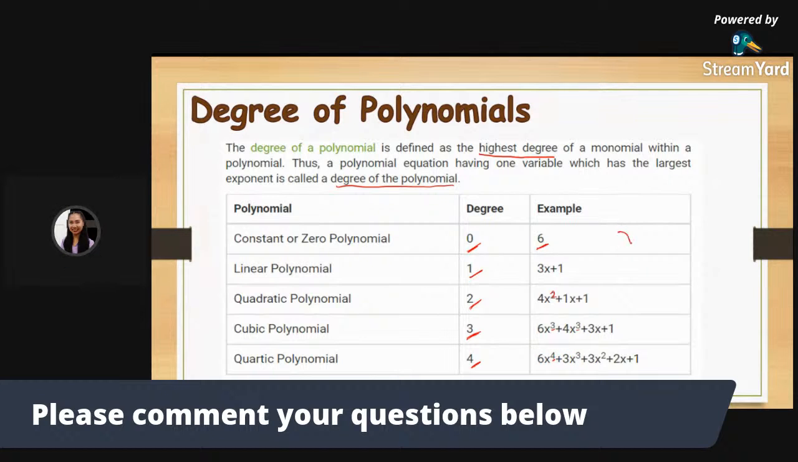For example, if we have x raised to 6 plus 6, since the highest exponent here is 6, therefore we can say that the degree of this polynomial is 6. Again, when we are finding the degree of the polynomial, we have to look for the highest exponent. That will automatically be the degree of the polynomial.